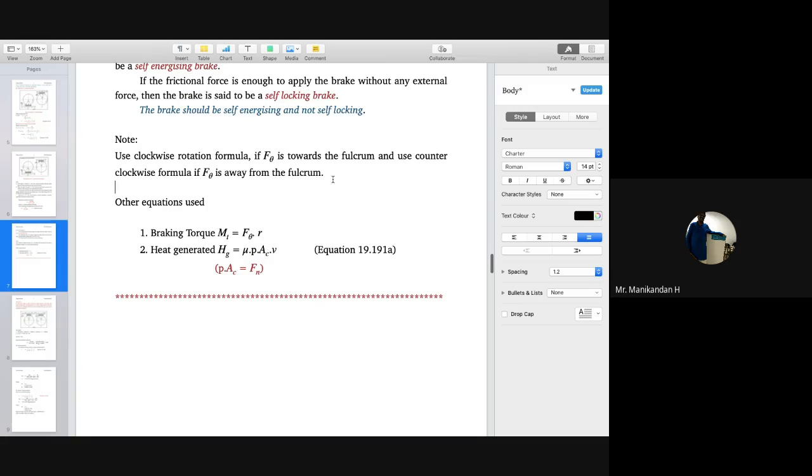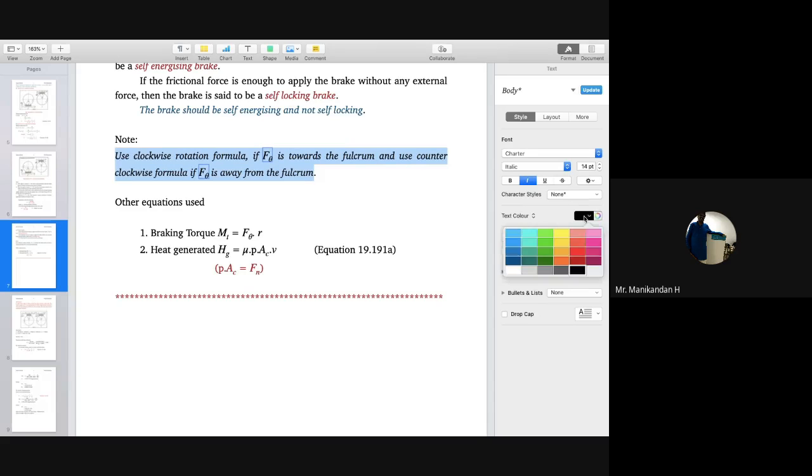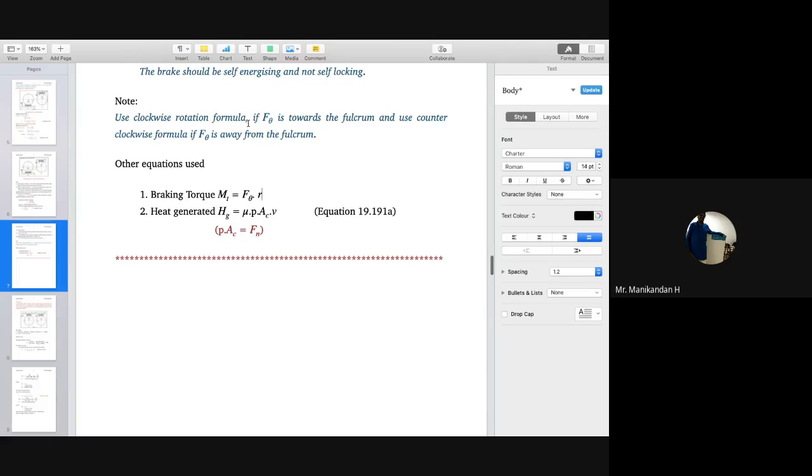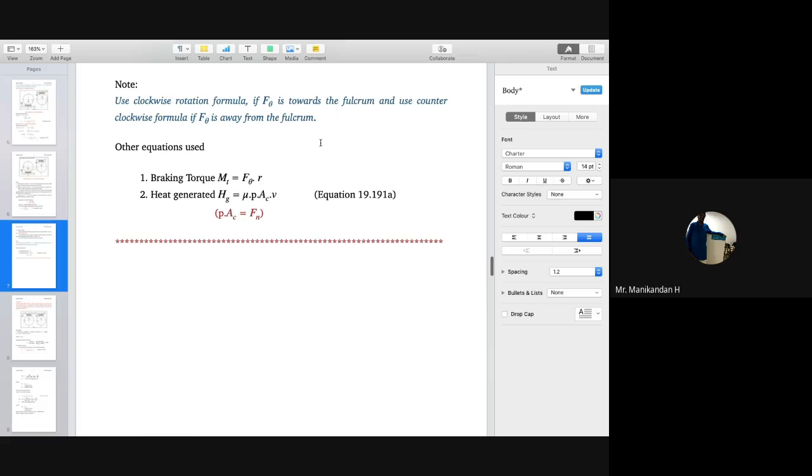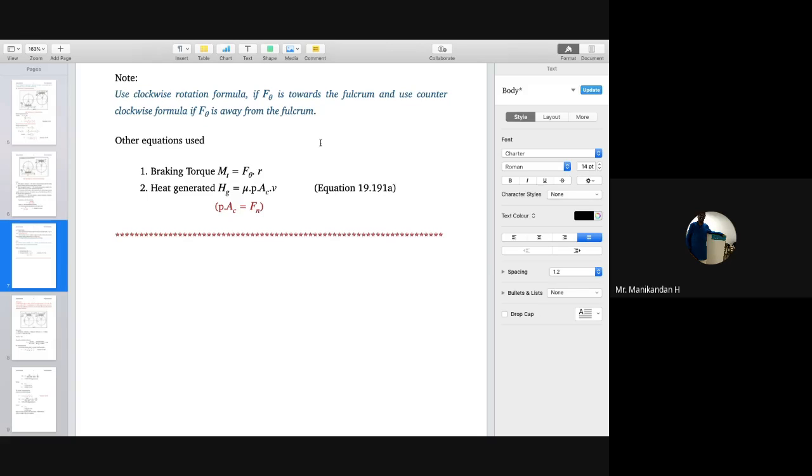Now there is one more note you have to remember. Use the clockwise rotation formula if F theta is towards the fulcrum, right, and use the counterclockwise formula if F theta is away from the fulcrum, right. Anyway, that you will understand when you see the numericals.